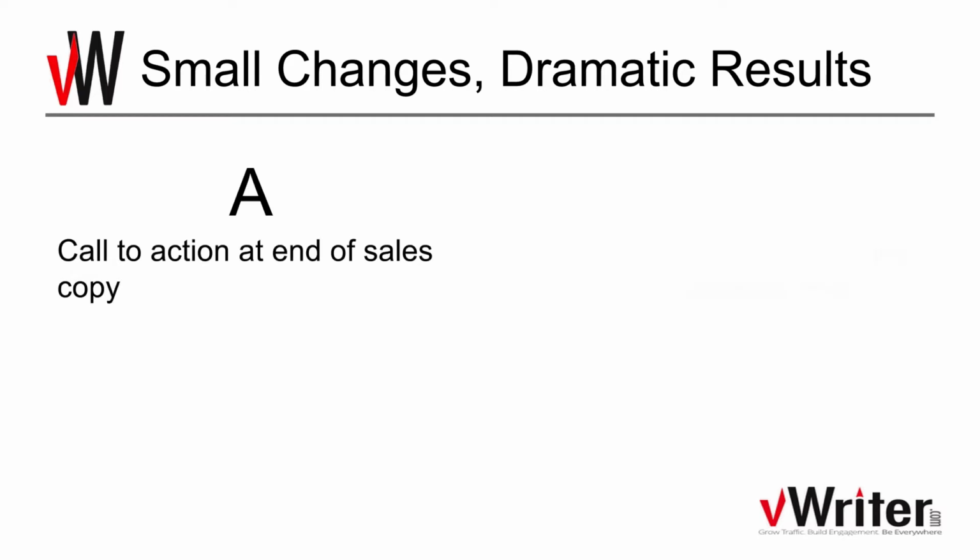Let's just have a look at an example. So let's say we have two web pages. Version A of the web page, we have a call to action at the end of the sales copy. And this actually comes from an example I found online of a successful split test. And there are loads around. If you just Google split test examples, you'll see a load of these kind of examples of what can happen.